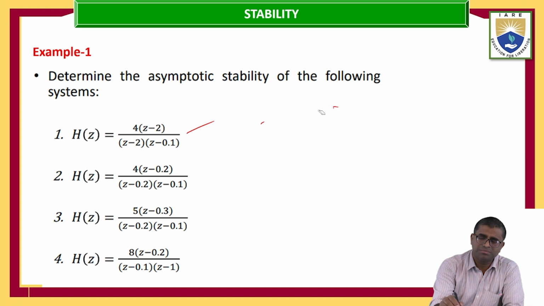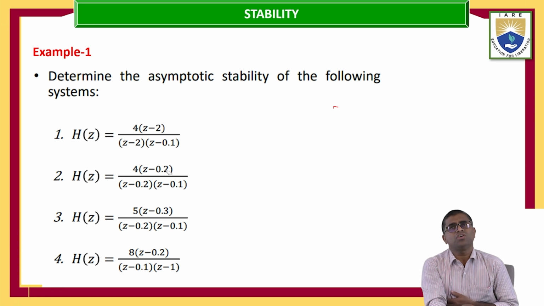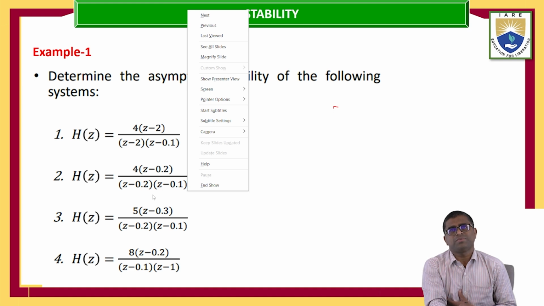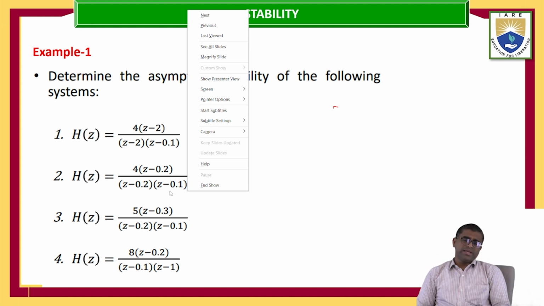Coming to the next one. Here also, z equal to 0.2 is the one pole, and z equal to 0.1 is the other pole. So 0.1 and 0.2 are within the circle. That's why it will also be an asymptotically stable condition.